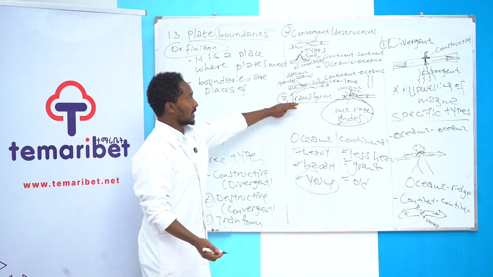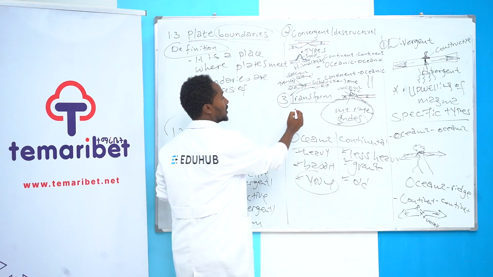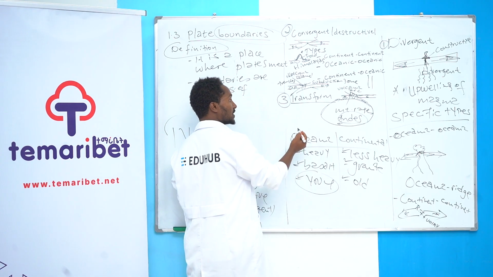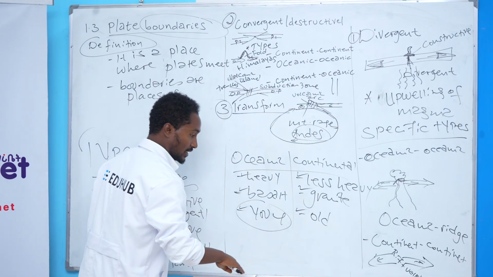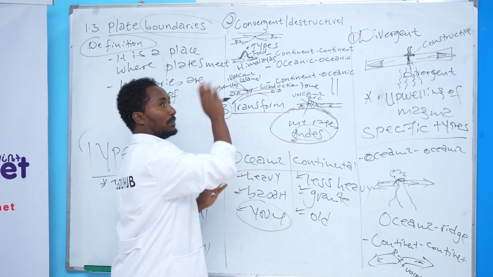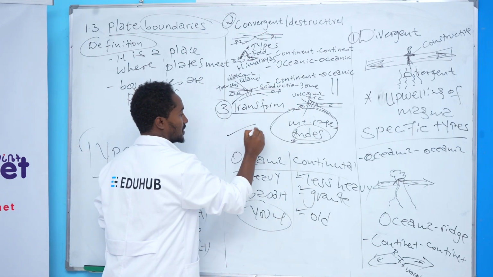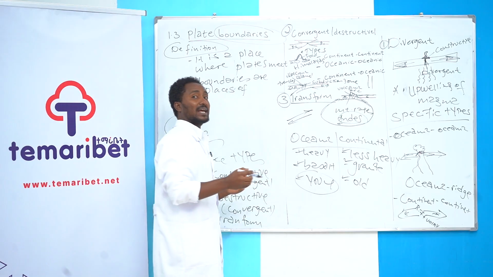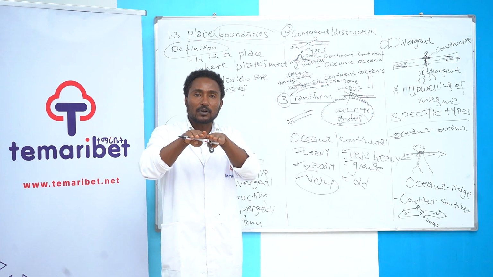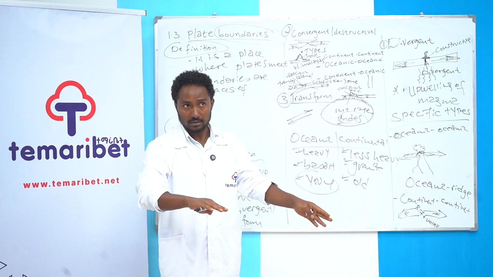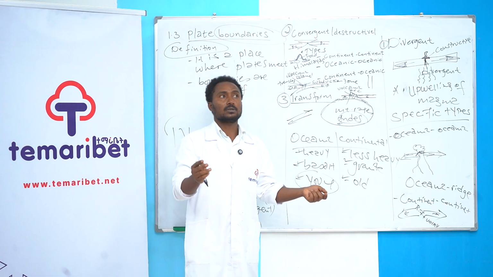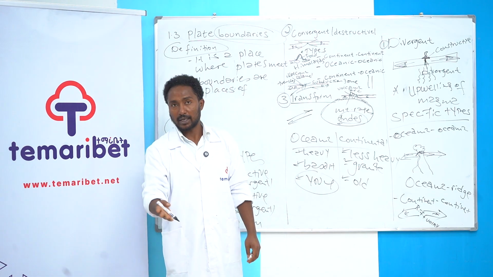The third one, the last one of the plate boundaries, is the transform plate boundary. In this case, two plates are not sinking down and there is no uplifting. Rather, they are simply sliding past each other. No bending or sinking of plates. Neither crust is destroyed or created.